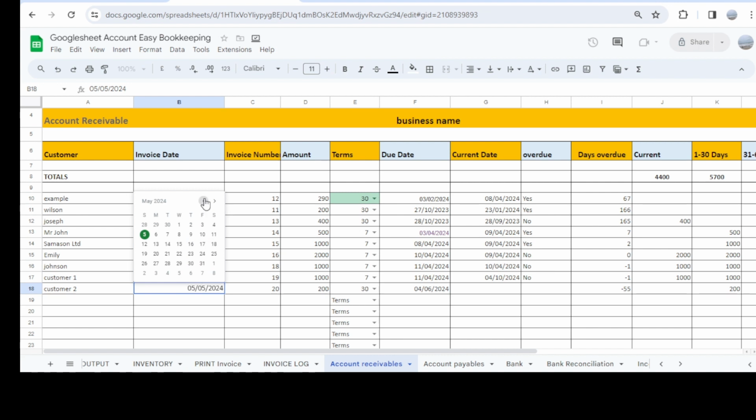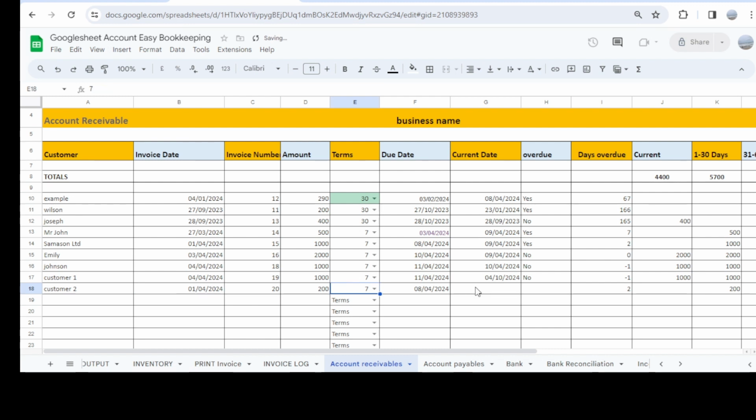Let's go back to April. Let's do 1st April 2024. And he had 7 days to pay us our money, which means his due date is on the 8th of April 2024. And for our current date, double click and choose our current date.